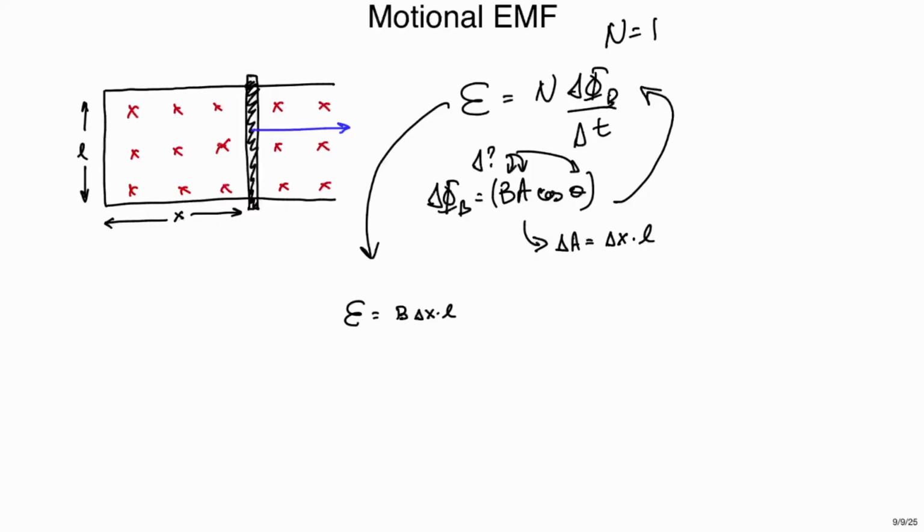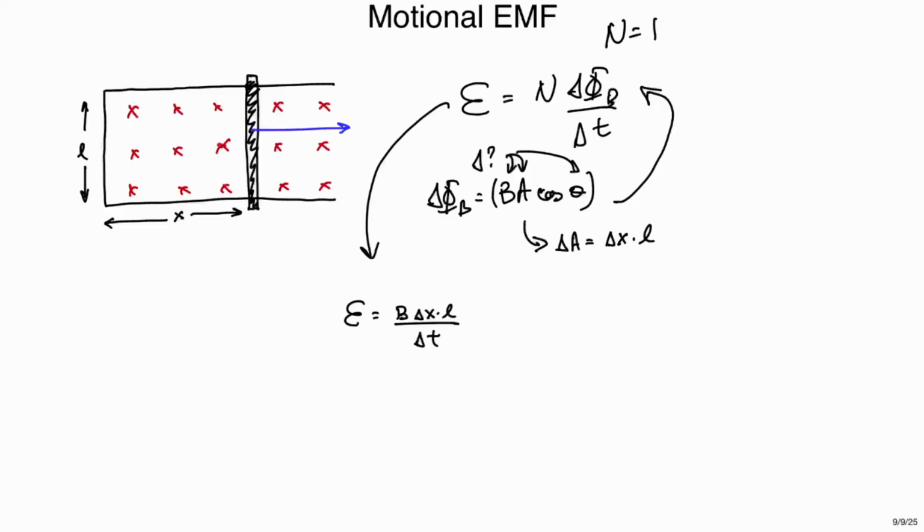Okay, so the angle between something pointing in and something pointing in is 0. And what's cosine of 0? 1. Okay, so we don't have to worry about that. So we have B times the change in horizontal distance times L. So that's B times area. The cosine theta is 1. The number of turns is 1. And then I divide by delta t.